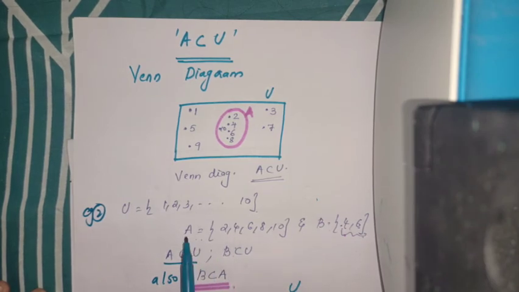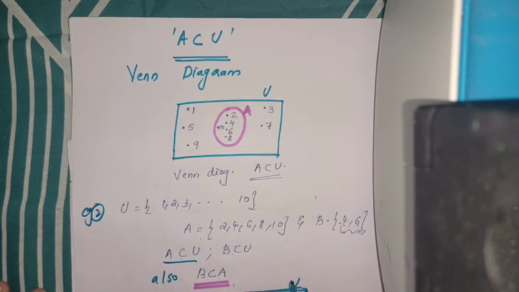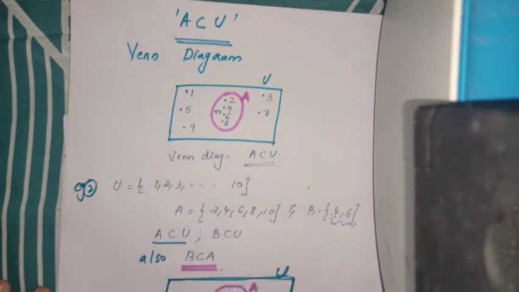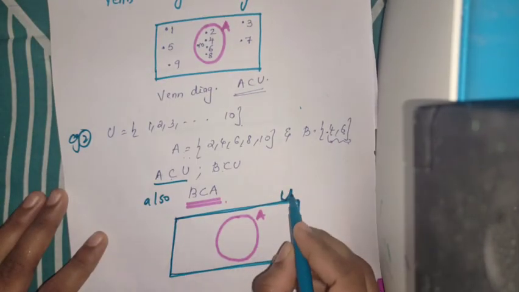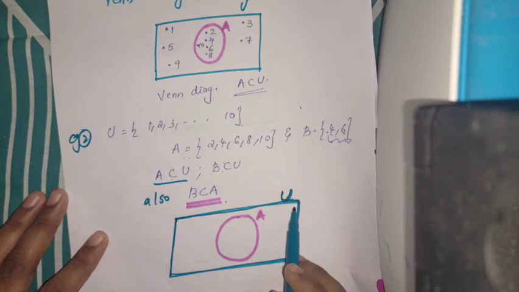There are two subsets here. Which ones? A and B. So we know the universal set is normally represented by using a rectangle. So we are drawing a rectangle. We draw a rectangle here; this is the universal set, represented as U.